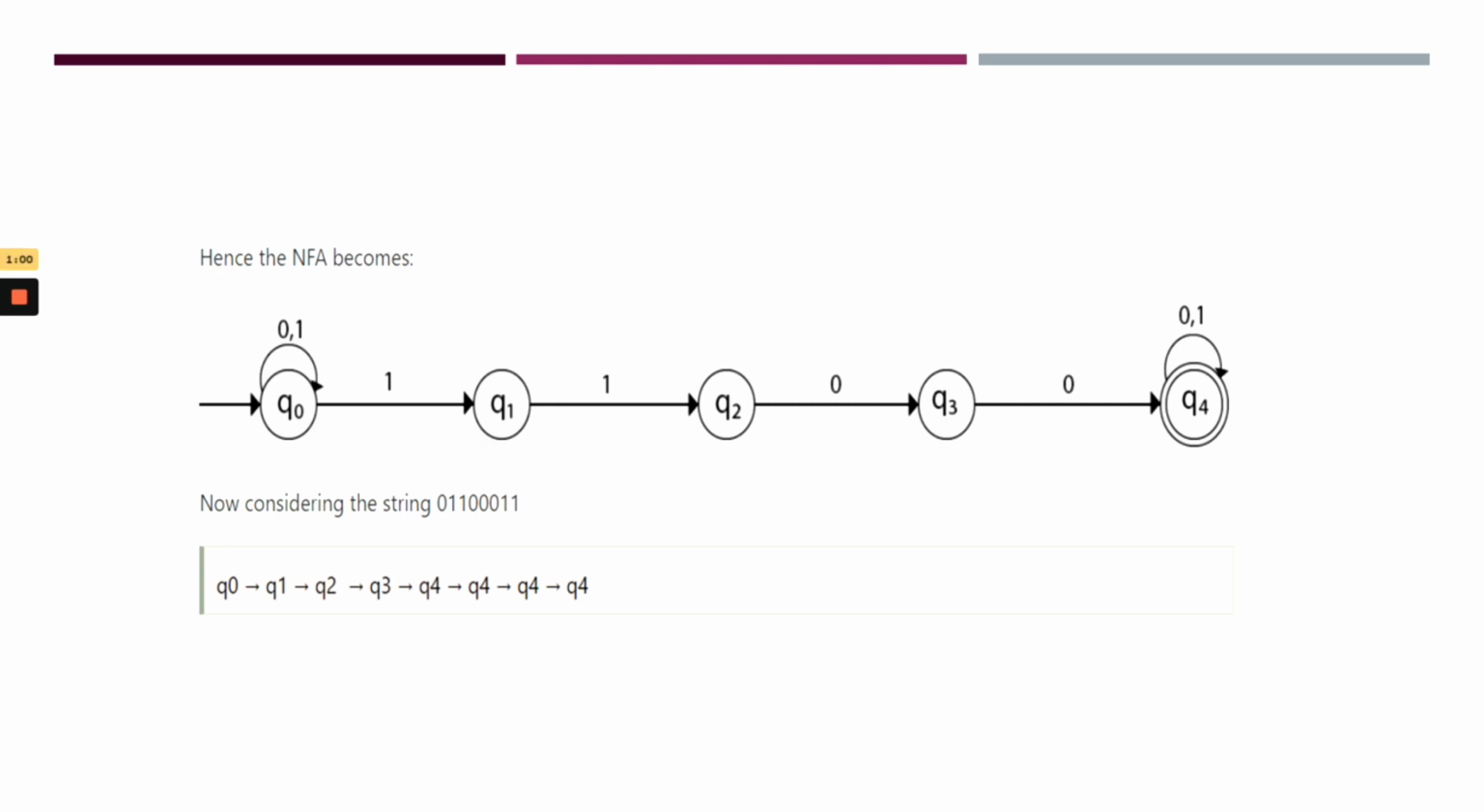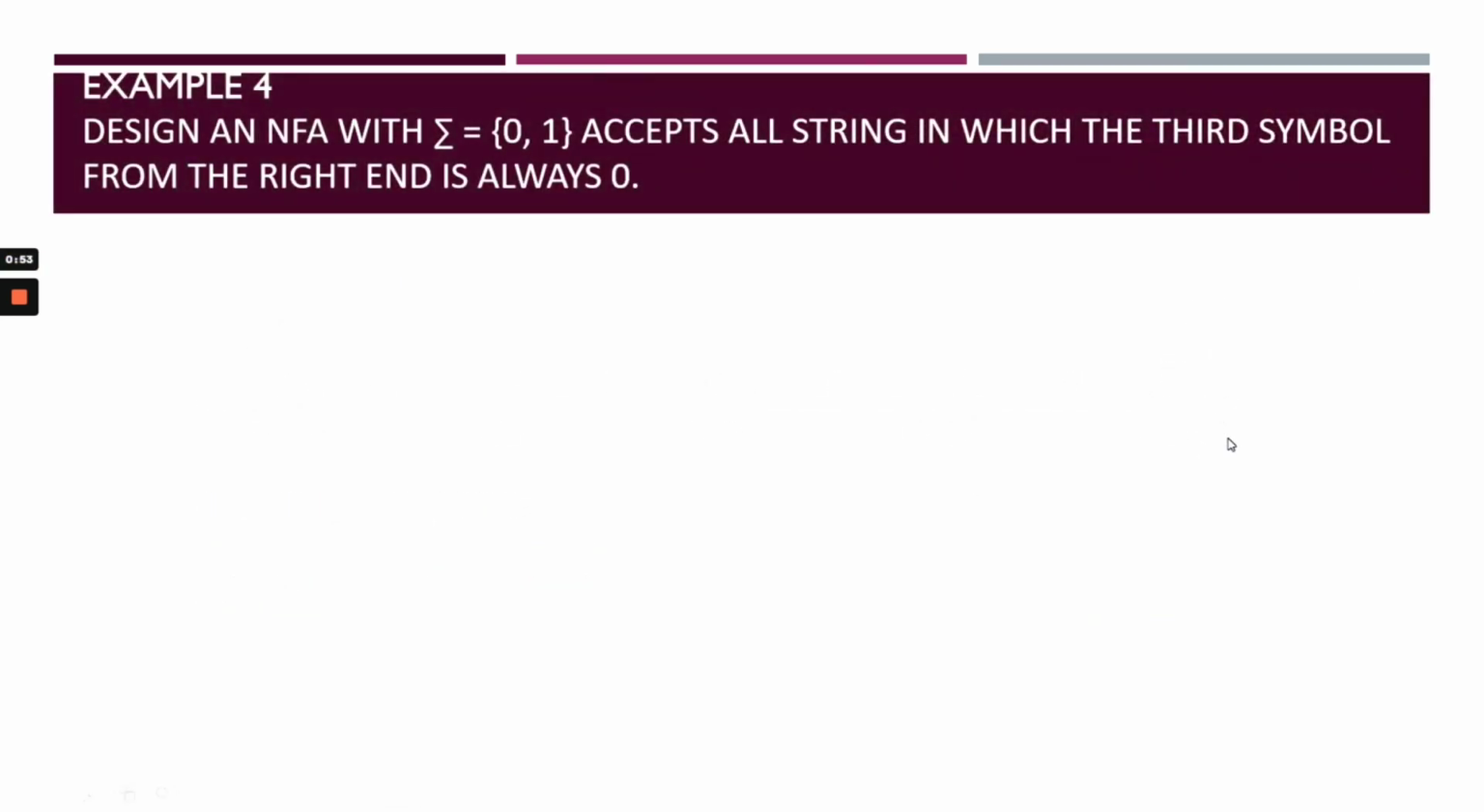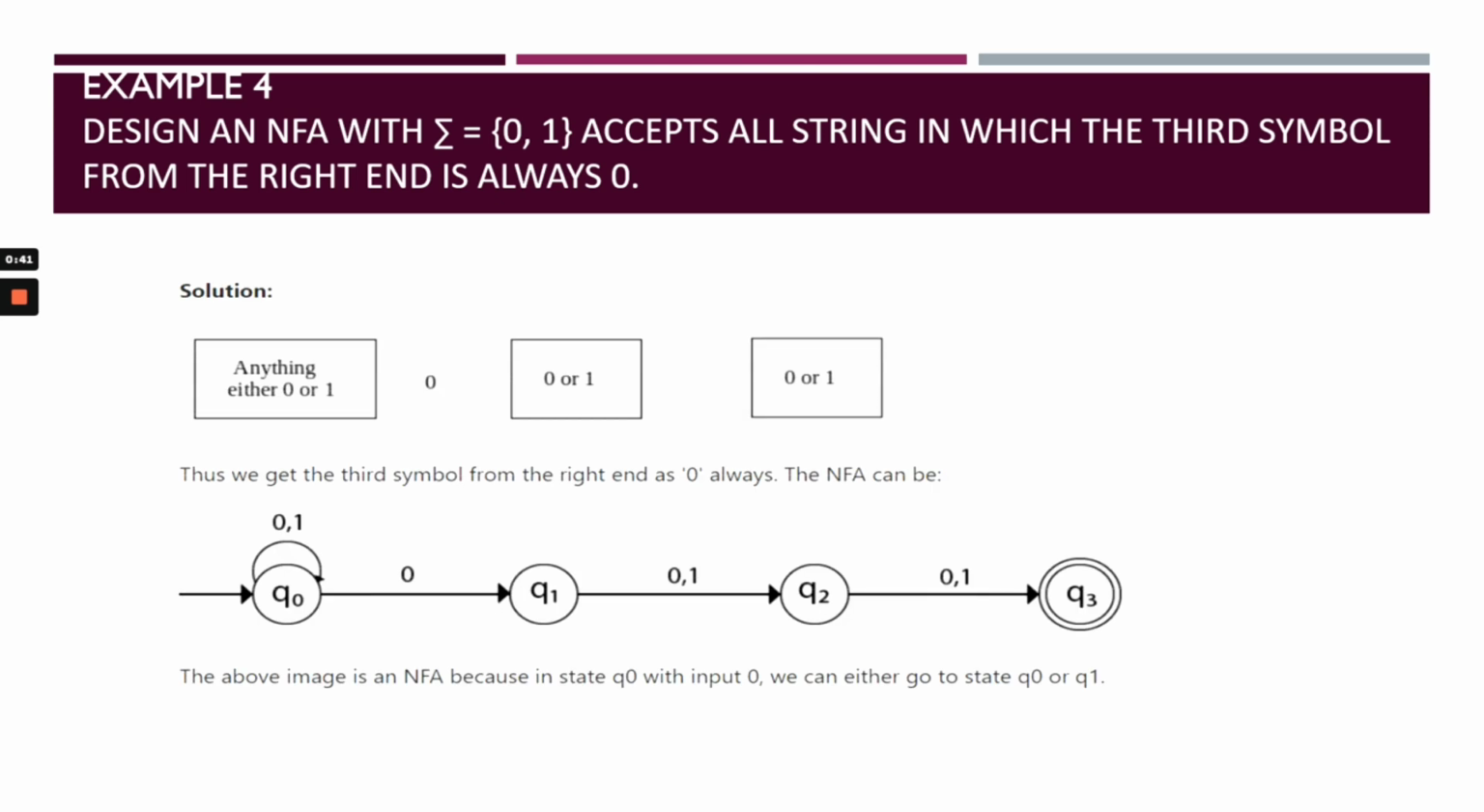Let us go to the next NFA. So fourth example: design an NFA with sigma equals {0, 1}, which accepts strings in which the third symbol from the right end is always 0. So this is somewhat typical.